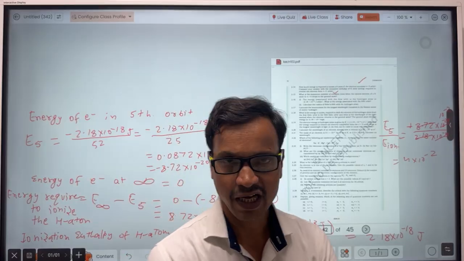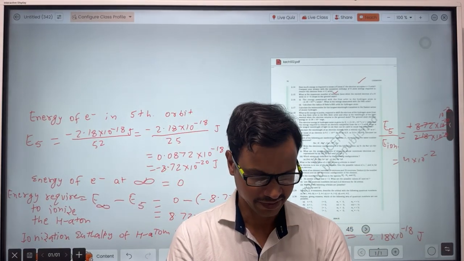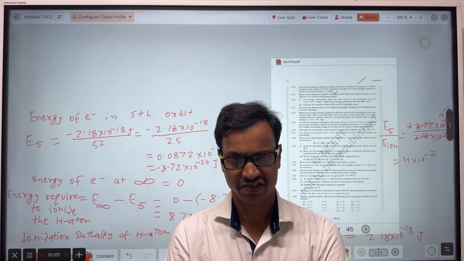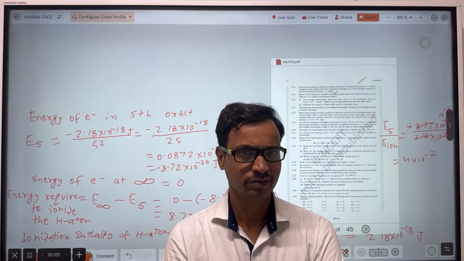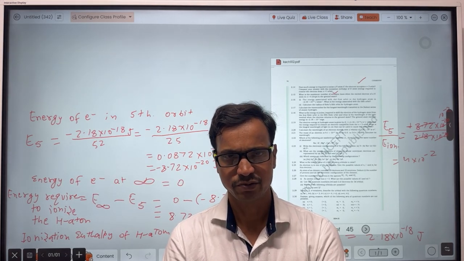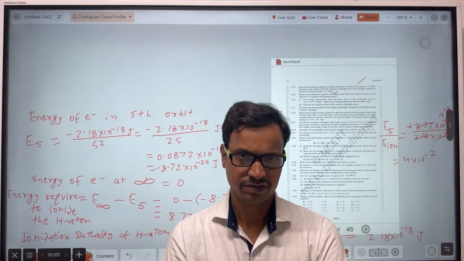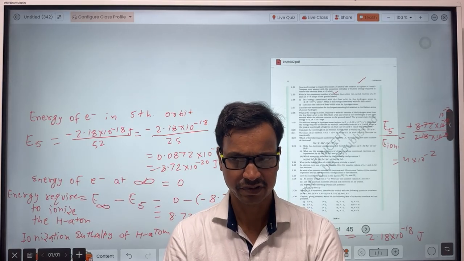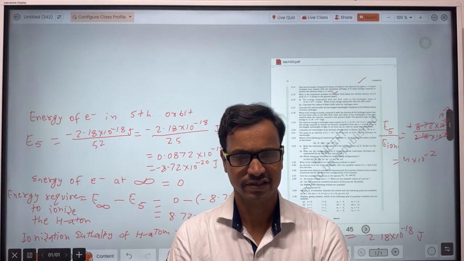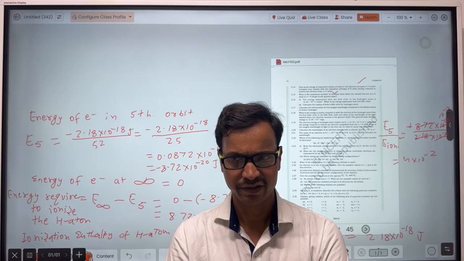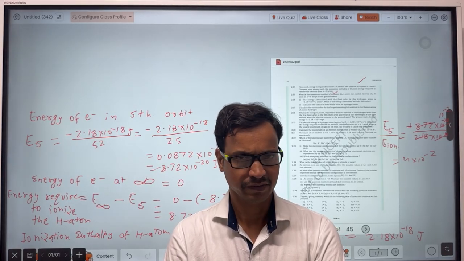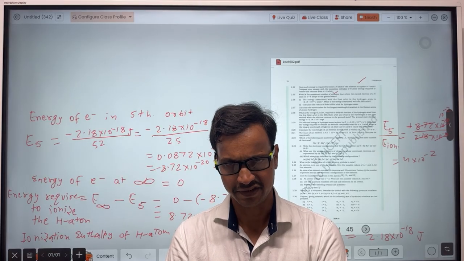Now we have to find the ionization enthalpy. In the case of ionization enthalpy, naturally the electron of hydrogen revolves in the first shell, so n equal to 1. The energy of the electron in the first shell is minus 2.18 into 10 power minus 18 joule, and at n equal to infinity it will be 0. So the energy required to release the electron from n equal to 1 to n equal to infinity will be 2.18 into 10 power minus 18 joule.